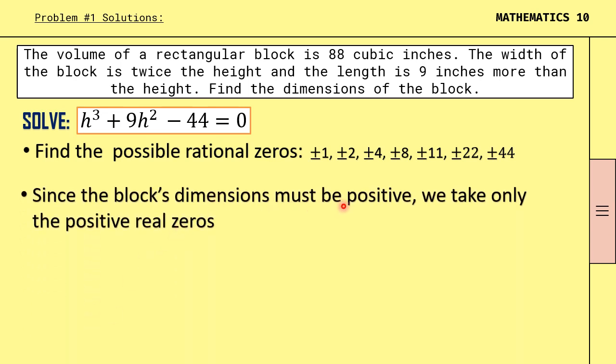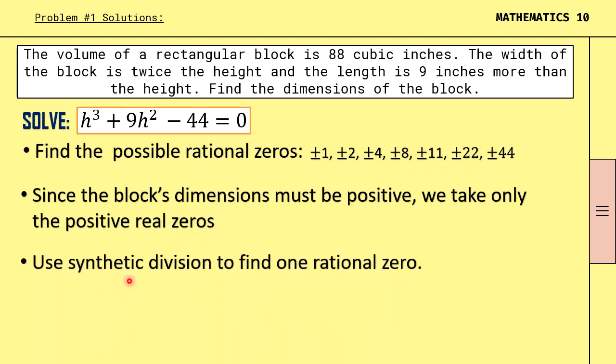Since the block's dimension must be positive, of course, we take only the positive real zeros in our list of possible rational zeros. Now, let's use synthetic division to find one rational zero. The zero is 2. Again, remember, if you're going to use synthetic division, whichever solution you come up with a zero remainder, that is what we are looking for. That's the zero that we are finding. So in here, our answer is 2.